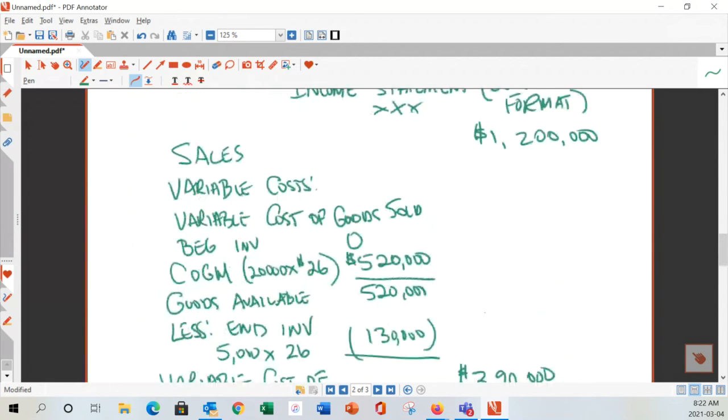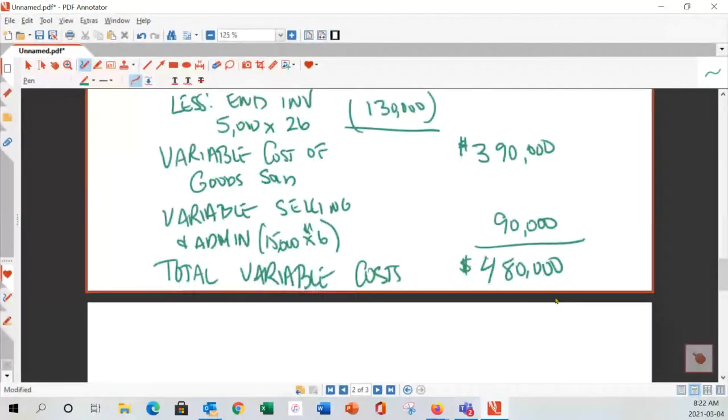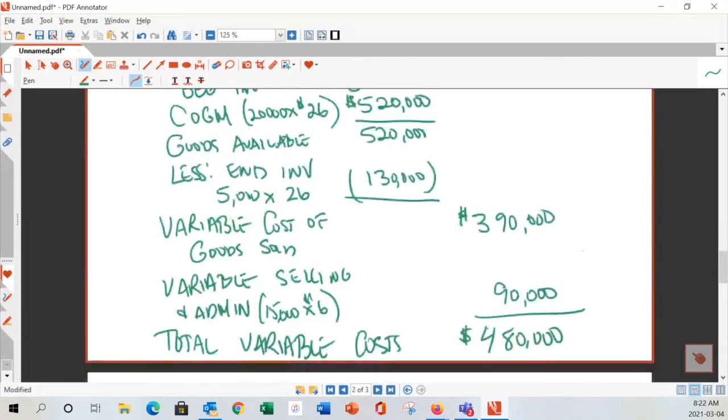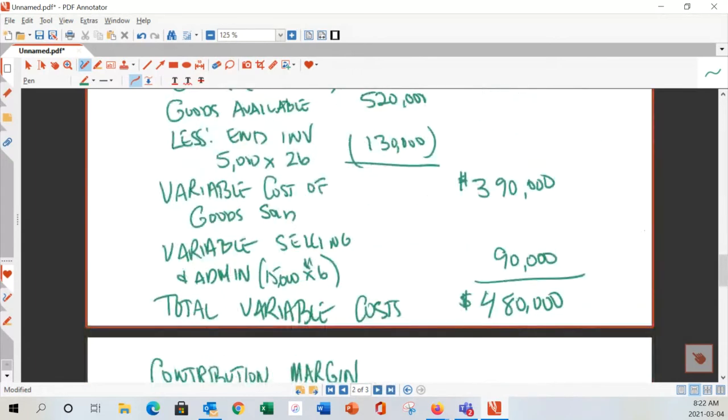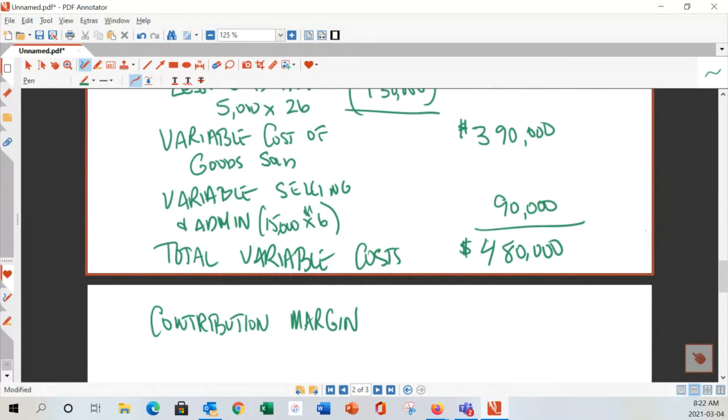Okay, and if we subtract sales from total variable costs, we have our contribution margin. So the 1,000,002 and the 480, if we subtract those, I think we get a contribution margin of $720,000.